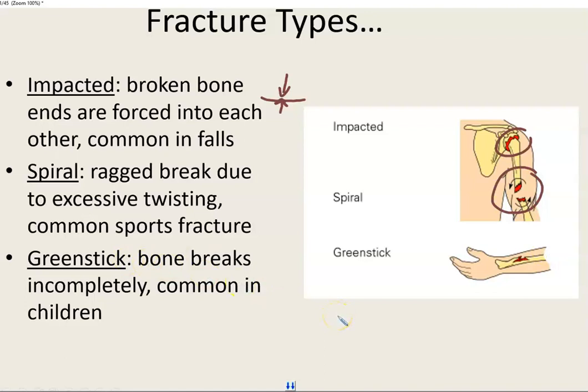Green stick is more common in children, and that's when you get a break, but it doesn't go all the way through the bone. Think about outside, if there was a stick on the ground and the stick was still a fresh, green stick, and you go to try to break it, it doesn't break all the way through. That is called a green stick, a fracture that is not going all the way through the bone. Very common in children because their bones are doing all that formation. We don't get that nice clean break with them.